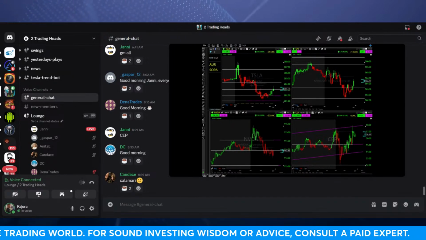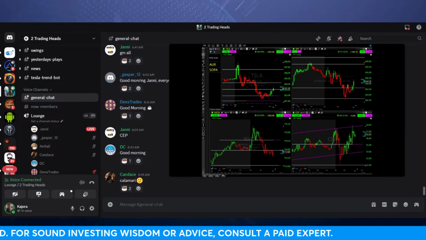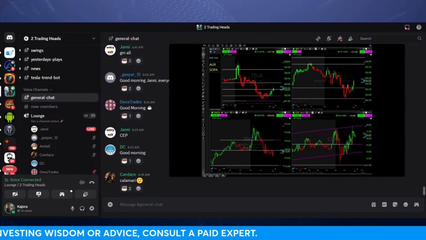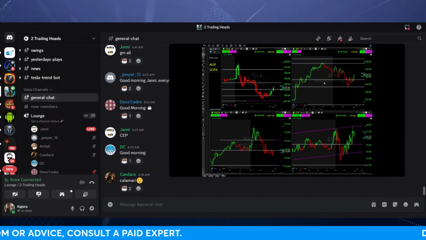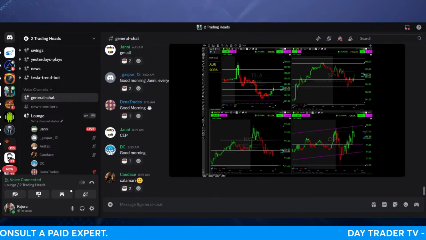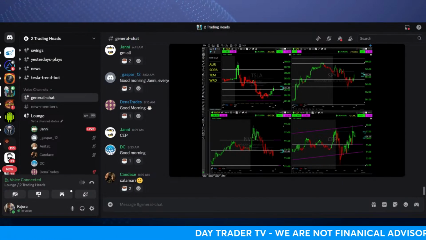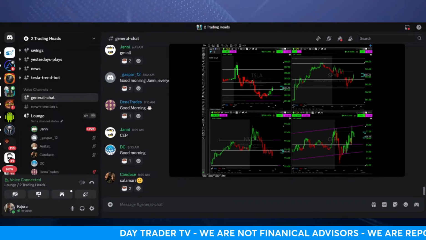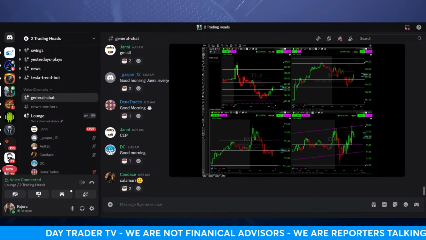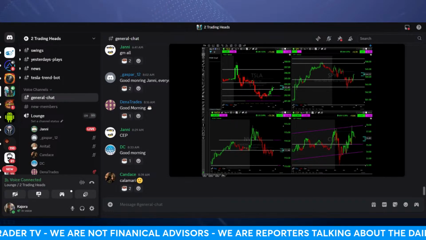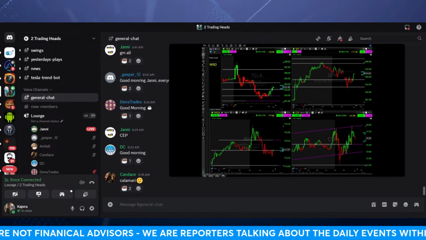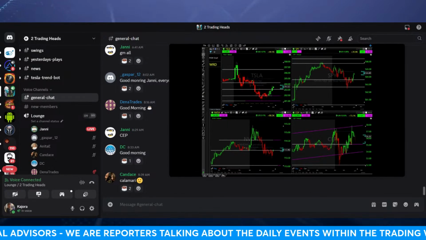Janie, watch PLTR here. I'm getting out most of my long here. I'm going to hold about 2%. Trying to break over resistance here. My next resistance, Kajora, would be 123.16. 123.16 is my next resistance on it.